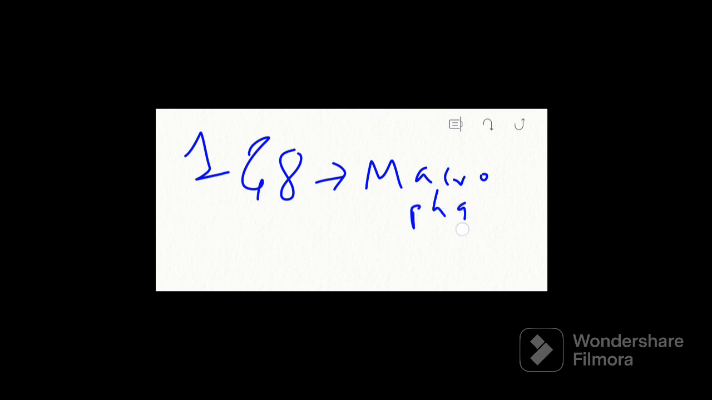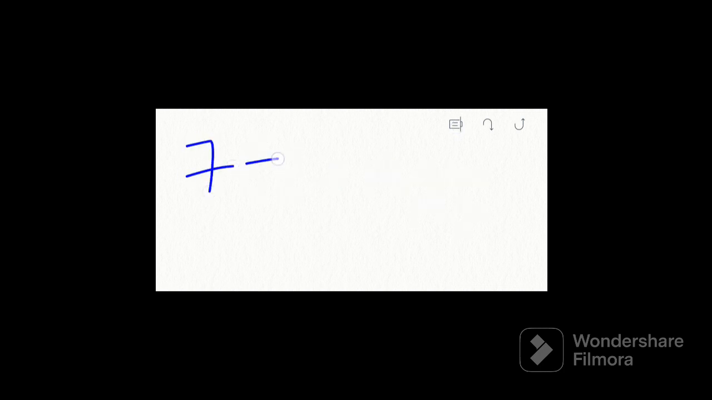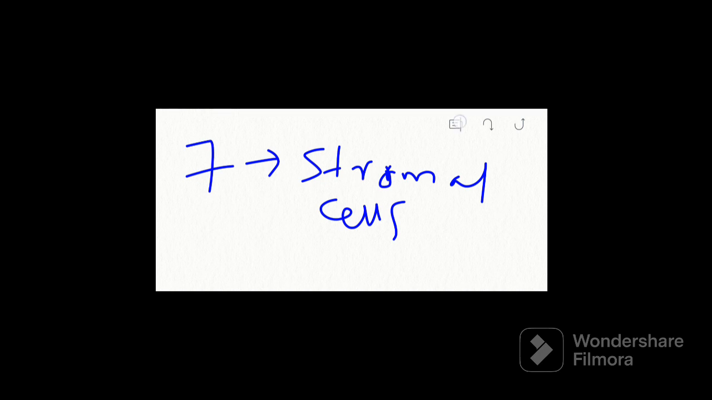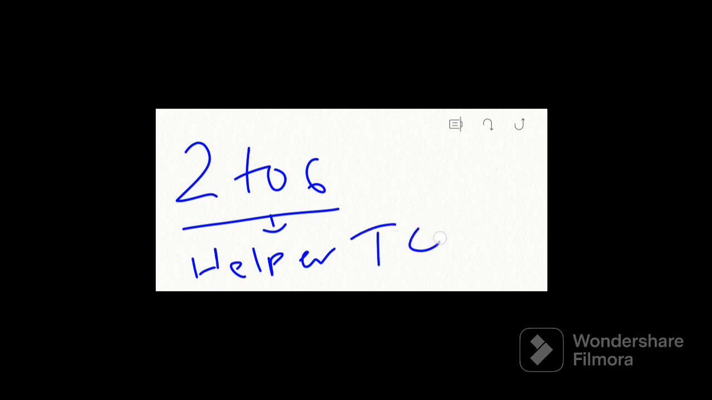Okay. So interleukin 1 and 8 are both produced by macrophages. It is important to know both activation and production. Activation we told earlier, but 1 and 8 are produced by macrophages, while 7 is produced by stromal cells. Interleukin 1 and 8 by macrophages, 7 by stromal cells, and the rest, 2 to 6, by helper T cells. That's all.